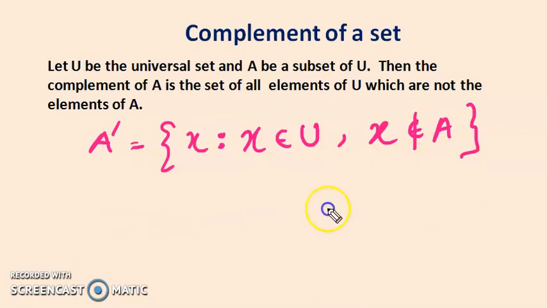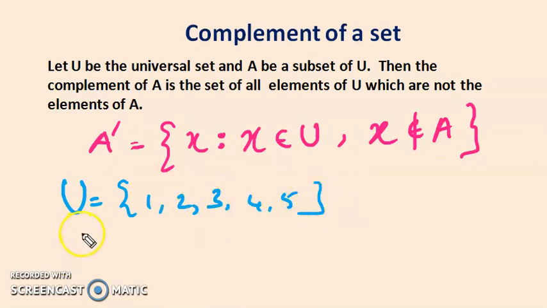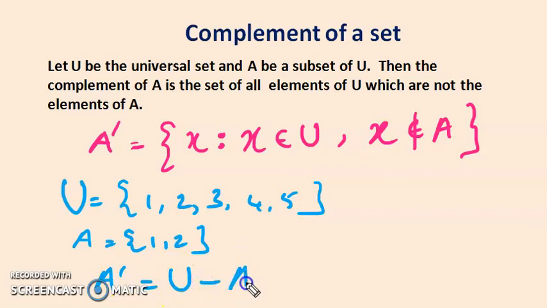We can give an example. Suppose the universal set is {1, 2, 3, 4, 5} and we define A as {1, 2}. To write A complement, which is nothing but universal set difference A, the universal set elements are 1, 2, 3, 4, 5, and set A has 1 and 2. The elements in the universal set should not be contained in set A. So the elements 3, 4, 5 are not in set A. Therefore, A complement is {3, 4, 5}.